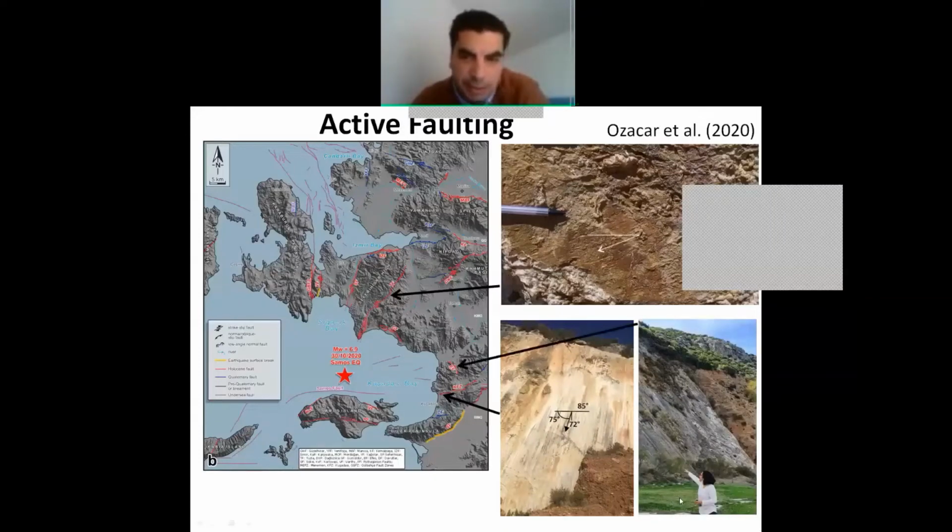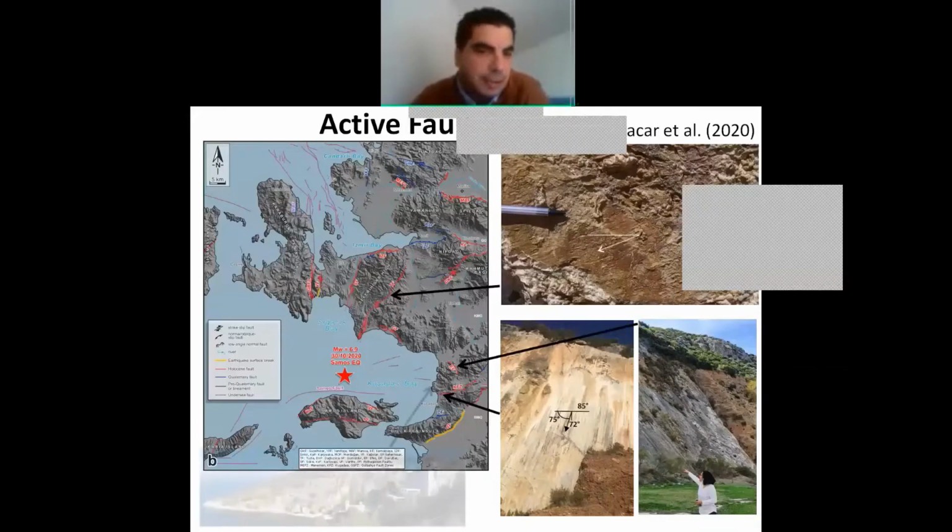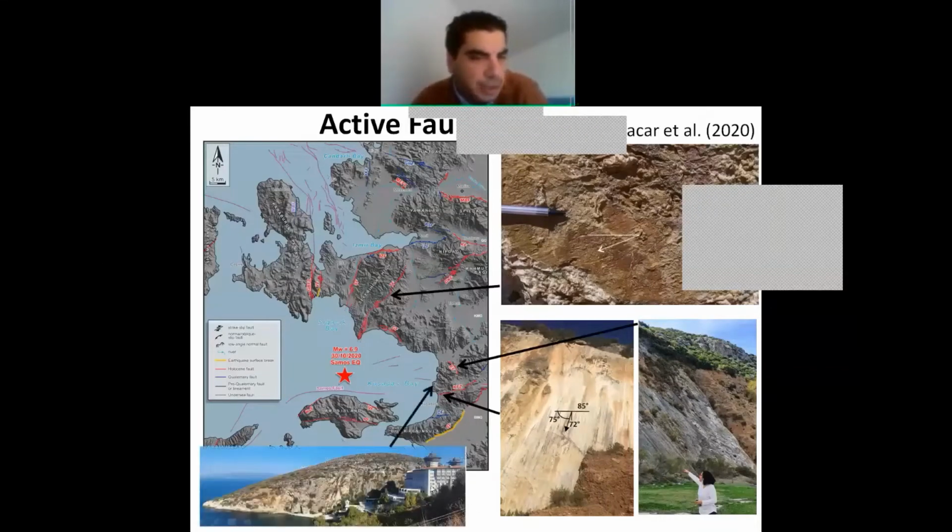Here, actually, Professor Zeynep is getting acquainted with detecting active faults in the field. And we have another picture near the famous, I think this is a hotel, Adakale hotel, which is next to the scarp of the fault.